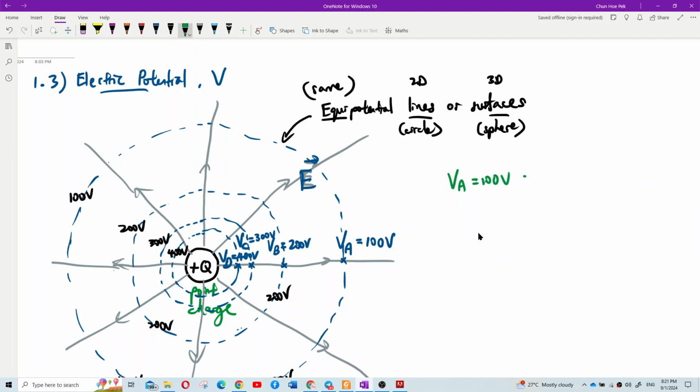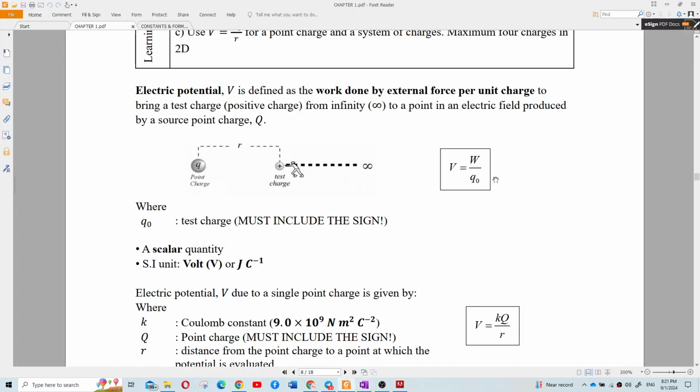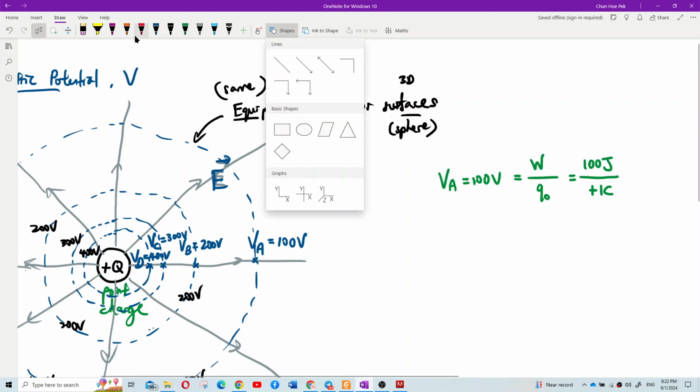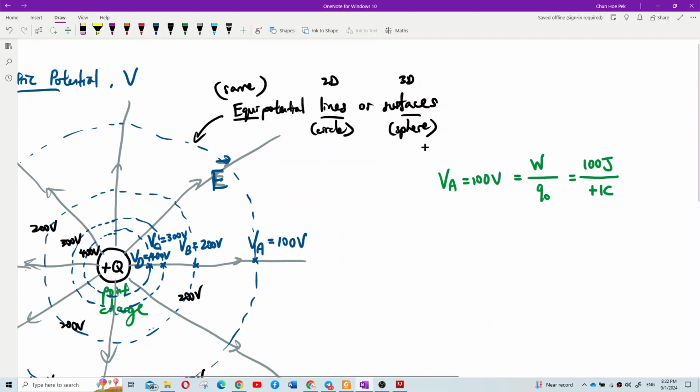What does it mean? What's the formula for potential? Work done over test charge, isn't it, class? So 100 volt, as you just saw, is work done per unit test charge. It means you use 100 joule of work to bring a positive 1 coulomb from infinity to that point. That's what it means, class. Important things, put in brackets.